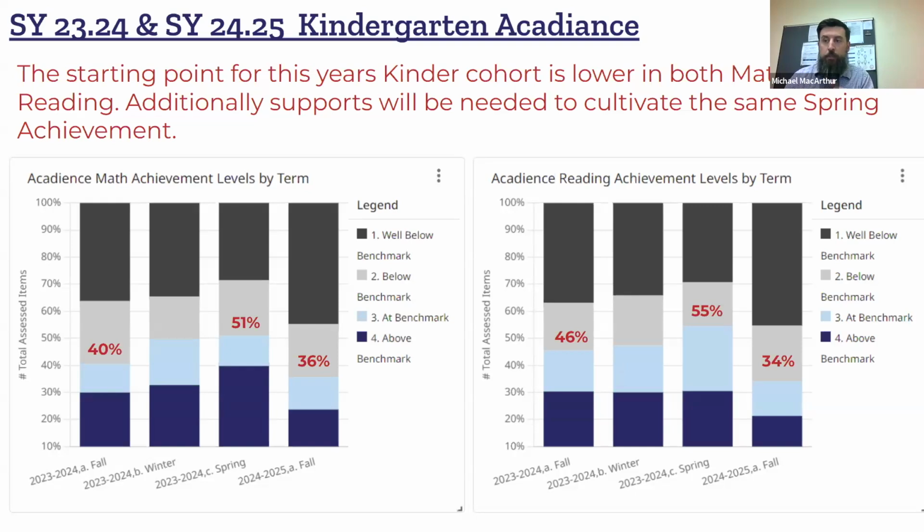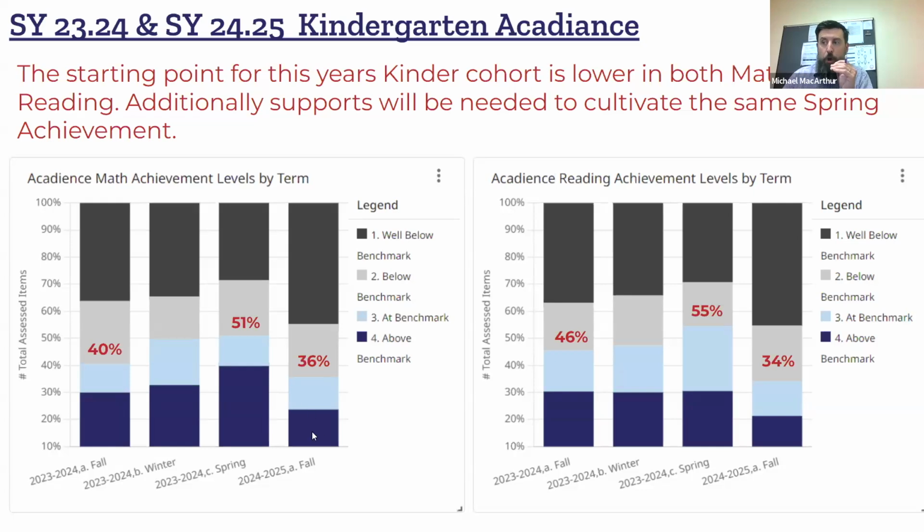And what you can see on this graph on the left is that between the fall, winter, and spring, we actually saw an increase. So a 10 percentage point increase in the percentage of students that are on grade level or at or above benchmark. At that same time, we saw a decrease in this dark gray. That means the students that are far behind and at risk of falling behind, we saw that reduction. That's a very good thing.